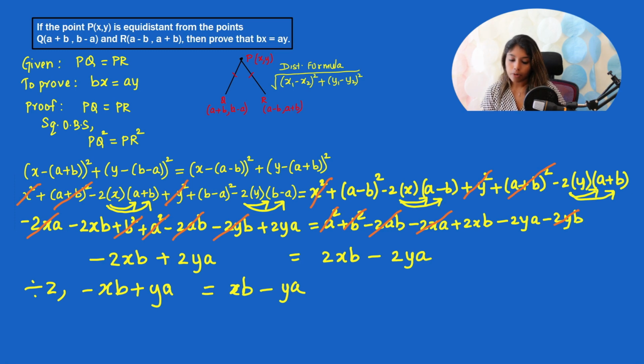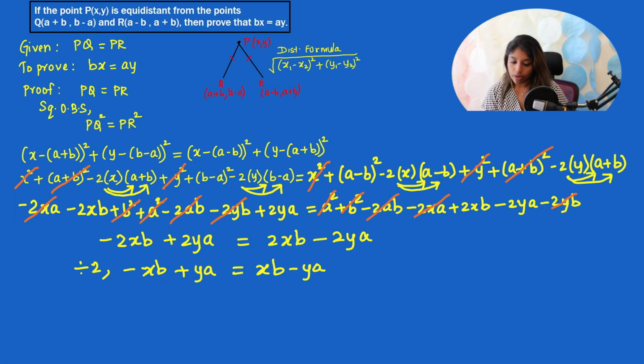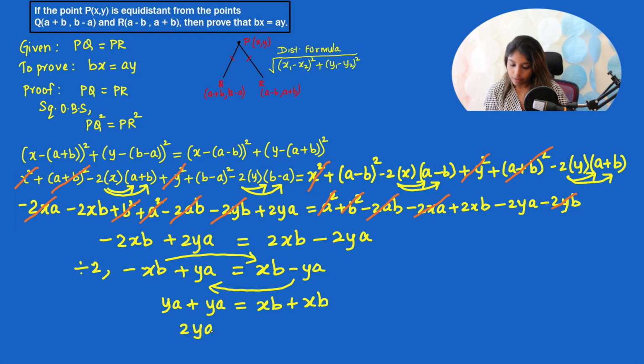So what I'm going to do is rearrange the like terms together. While trying to rearrange, I'm going to keep the positive terms on the left. So ya, I'll transpose this to the other side and this over here. So I get ya plus ya equals this xb is already here, and then negative xb becomes positive xb. When you add, you get 2ya. This is 2xb. Now simplifying further, ya equals xb.